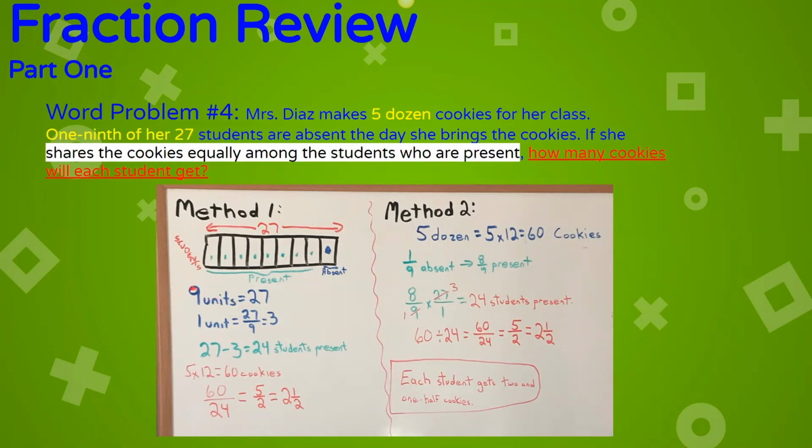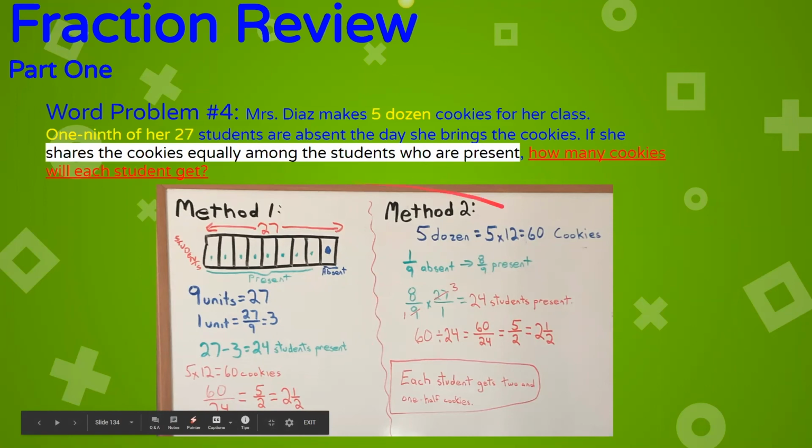So if 9 units is equivalent to a whole of 27, then we know that 1 unit is the equivalent of 27 divided by 9, which is 3. So if 1 unit is absent, then we know that we subtract those 3 students from the 27 total. We now know 24 students were present. We also know that 5 dozen is 5 multiplied by 12, 60 cookies. And we wanted to divide them among the 24 students that were present.